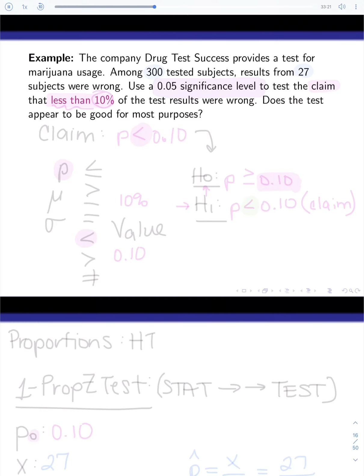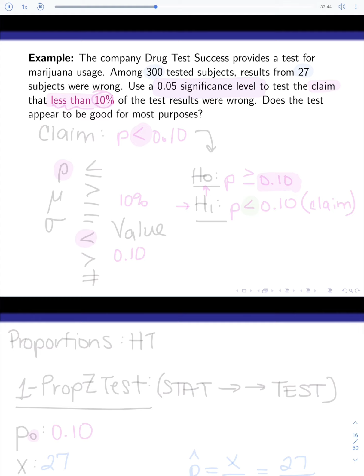First, let's take a look at this next example. The company Drug Test Success provides a test for marijuana usage. Among 300 tested subjects, results from 27 subjects were wrong. Use a 0.05 significance level to test the claim that less than 10% of the results were wrong.